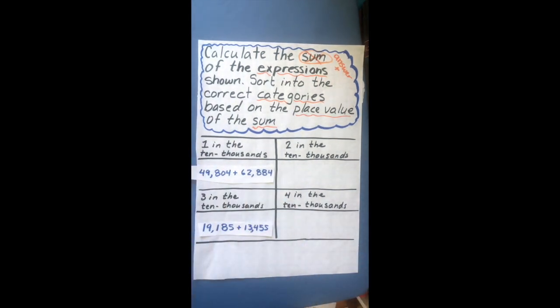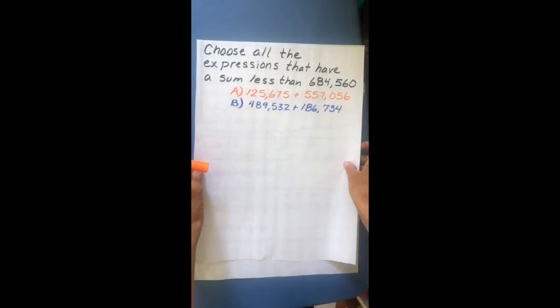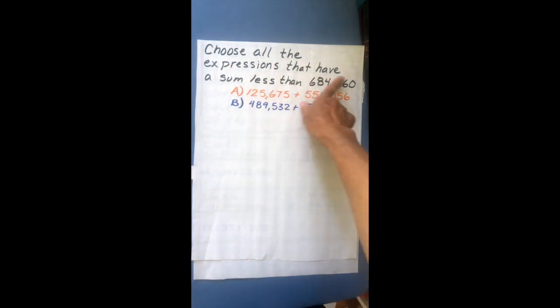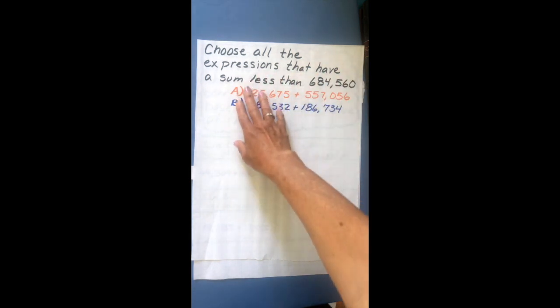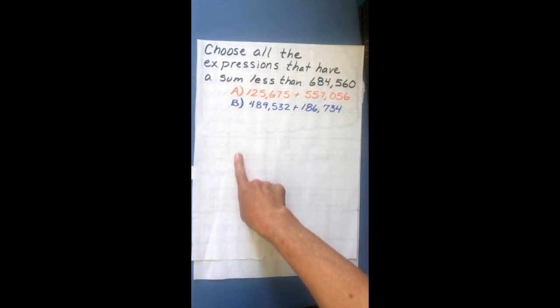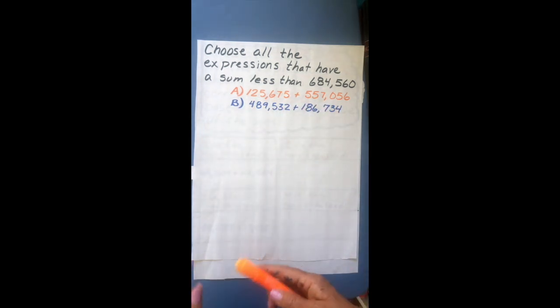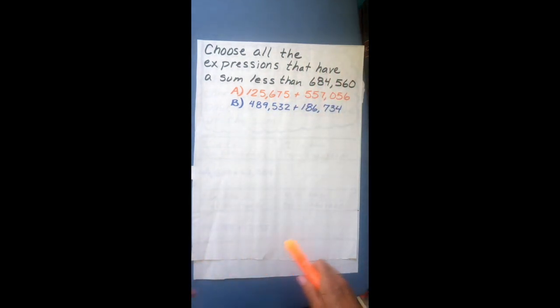Now the next problem, try to put it on top of here. Okay, so this problem says choose all the expressions that have a sum less than 684,560. Now these usually go A, B, C, D, E. I didn't want to write them all. I thought that would take too much time. So I'm only going to go over what these words mean because I think that's why you're getting confused.